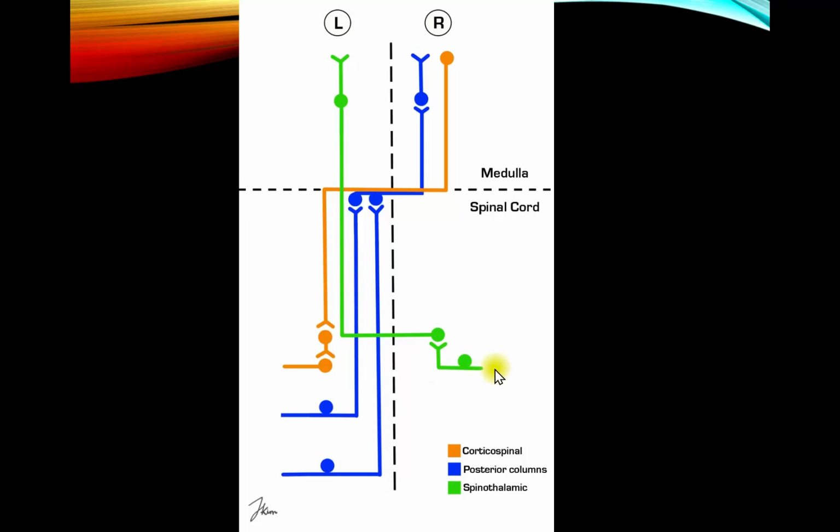Here is pain and temperature, coming in, ascending a little bit in Lissauer's tract, synapsing in the substantia gelatinosa, crossing over as the ventral white commissure, and then ascending as the spinothalamic tract, going up to the postcentral gyrus. Notice here, unlike the other two pathways, that if we have a lesion of the left half of the spinal cord, the loss of pain and temperature is going to be on the opposite side of the body, below the level of the lesion. That's the key distinguishing feature.